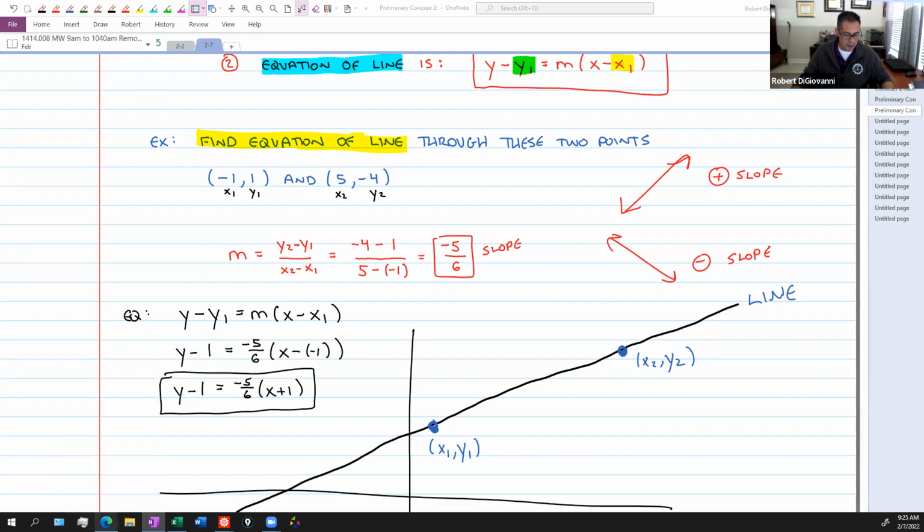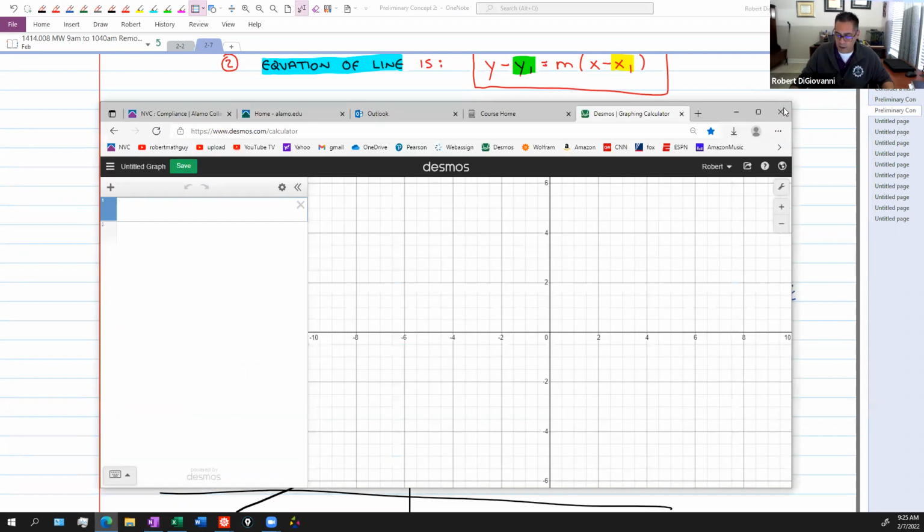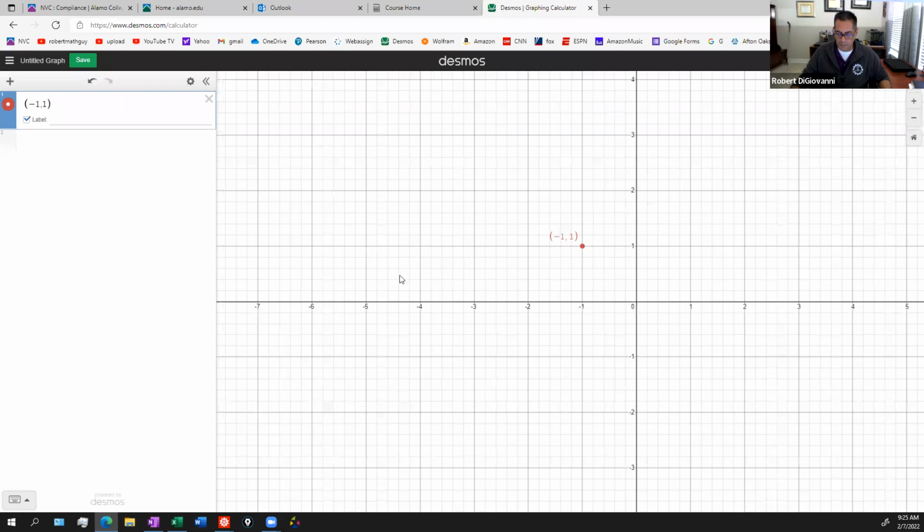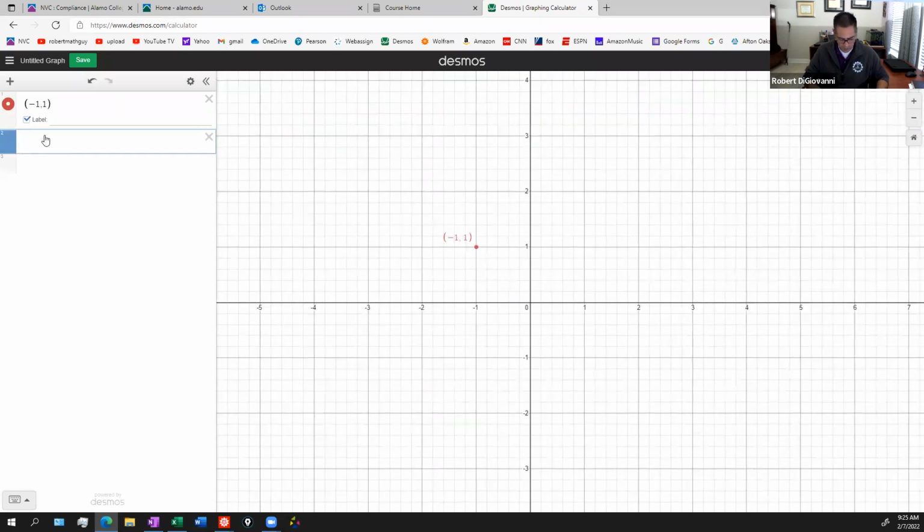And I'm just going to show you that this actually did work. So let me see here. -1, 1, 5, -4. First thing I'm going to do is have the computer plot the point -1, 1. Let's go ahead and label it. There's -1, 1. And the other one was what, 5, -4? All right.